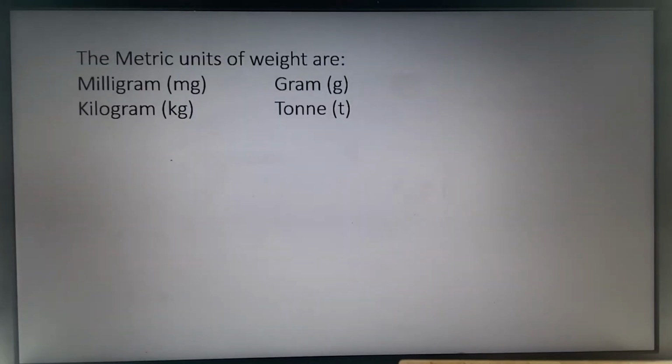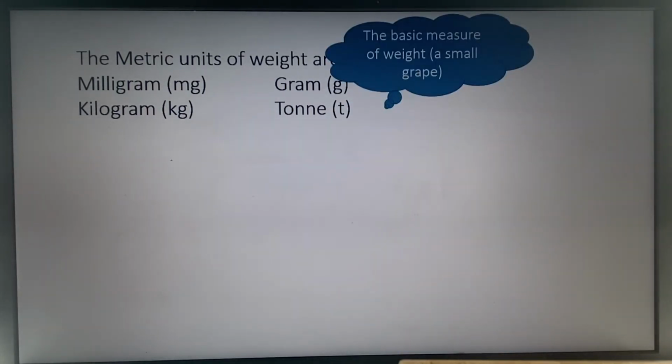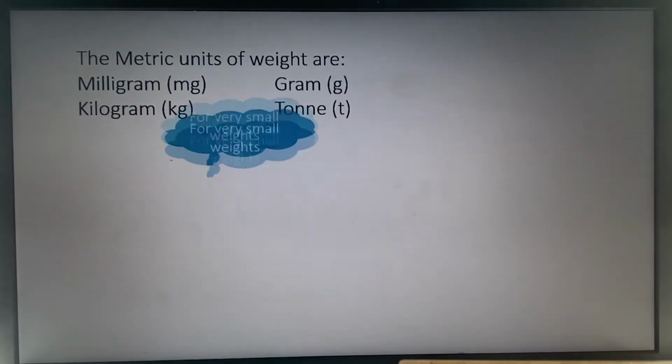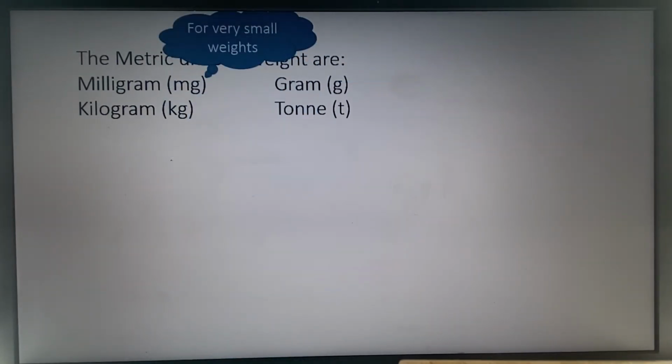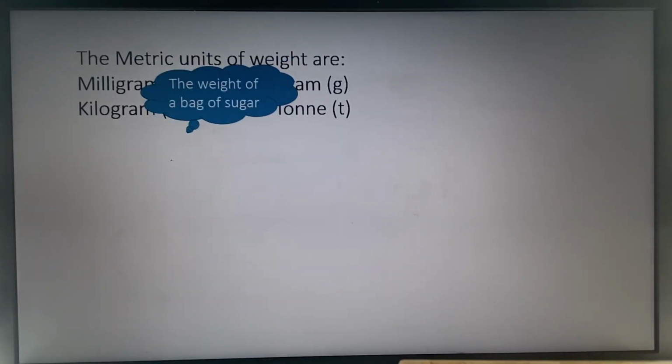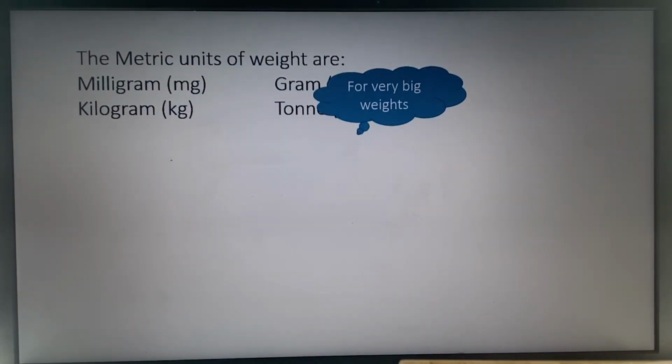Okay, so let's look at weight next. So the 4 different units that we are going to be looking at are milligrams, grams, kilograms and a tonne. Okay, so our gram is our basic measure of weight, and we could think about the weight of a small grape as approximately a gram. A milligram is for very, very small weights. There's 1,000 milligrams in a gram. A kilogram is approximately the weight of a bag of sugar, and there's 1,000 grams in a kilogram, and a tonne is 1,000 kilograms, so very big weights.